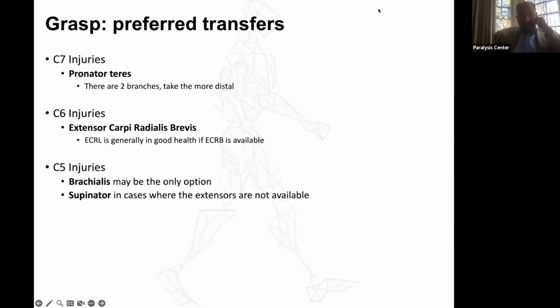So the procedures we have really are kind of based on level to get the fingers to flex. So that's the finger opening procedure. It's what we do almost across the board if those muscles are available. If they're not, we have to do the tendon transfers.